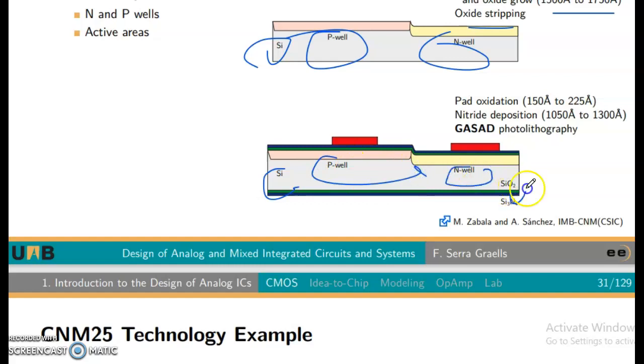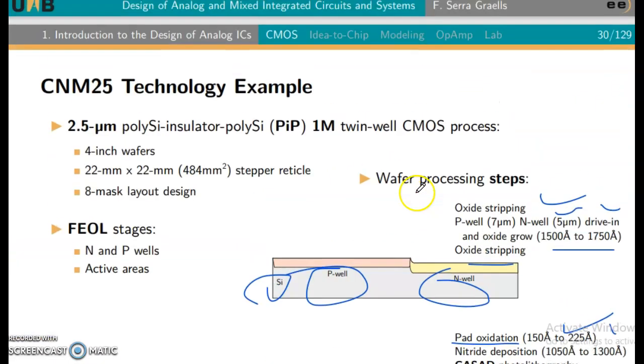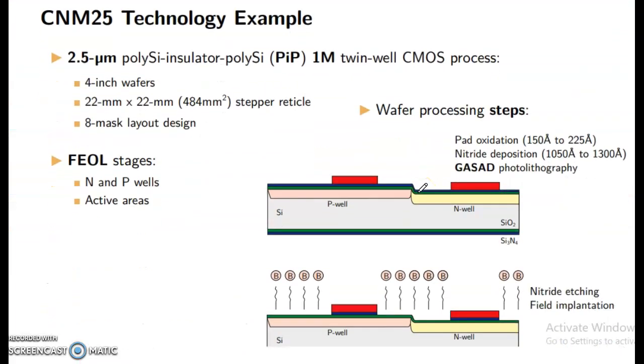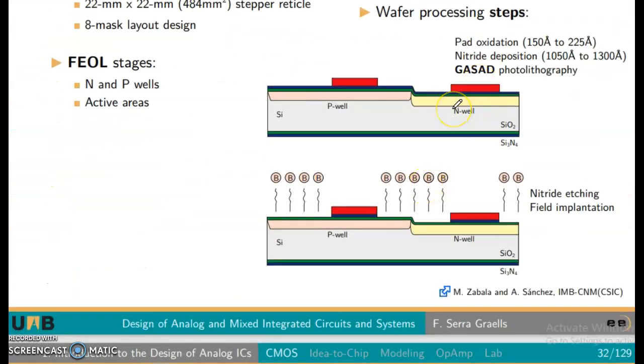FEOL, N-well, SiO2, pad oxidation here, 152 to 225, nitride deposition like this. GASAD photolithography, SiO2, N-well, FEOL, SiO2. Okay. Here this is the stop. And then here GASAD photolithography, this one here for going on.